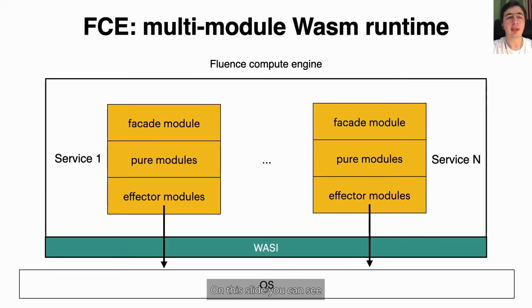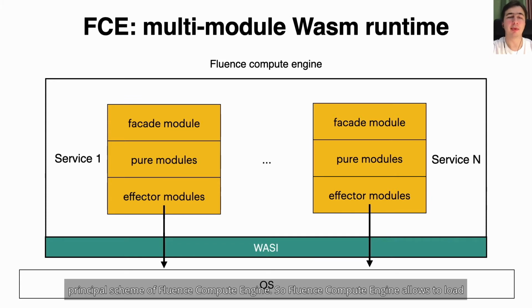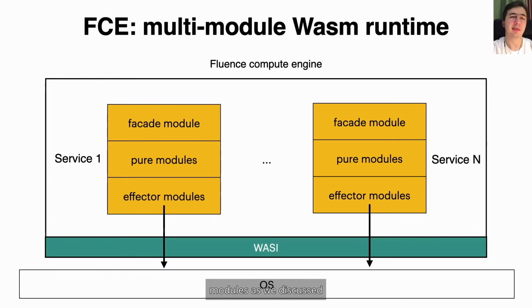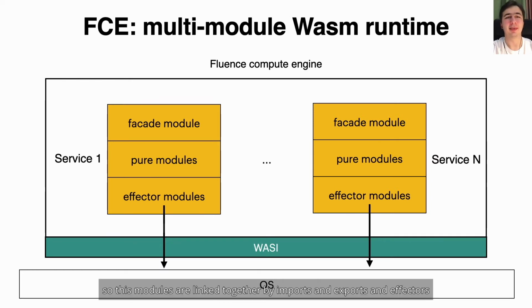And on the slide you can see the principal scheme of Fluence Compute Engine. Fluence Compute Engine allows loading several services at the same moment, and each service could consist of several modules, as we discussed. These modules link together by imports and exports, and the modules of each service could access some operating system services with the help of WASI.